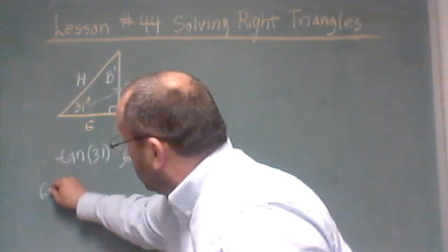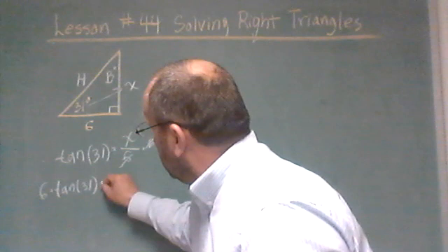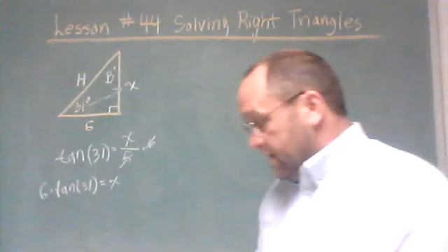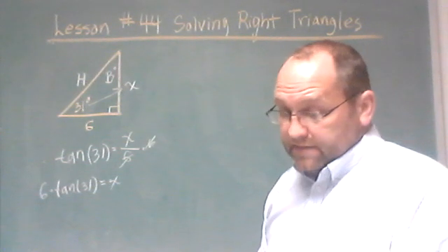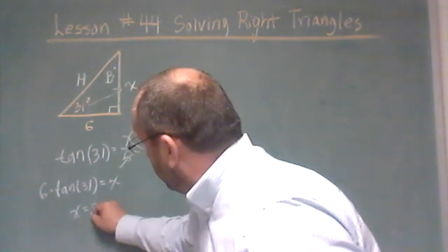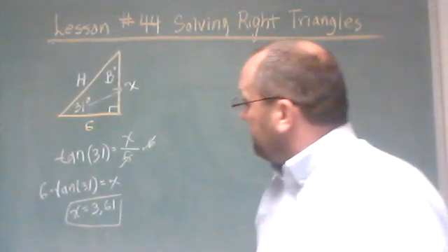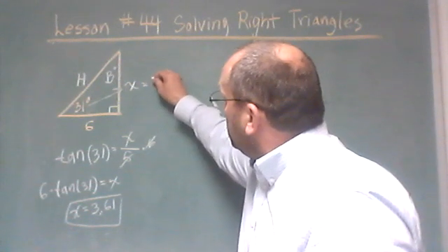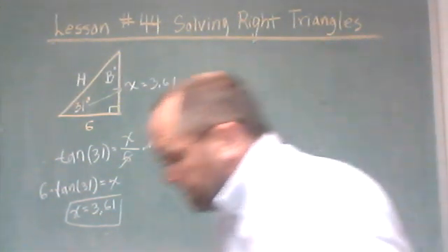I get 6 times the tangent of 31 will equal x. And I can go ahead and plug that into my calculator. 6 times tangent of 31, x will equal 3.61. Easy enough. x equals 3.61.